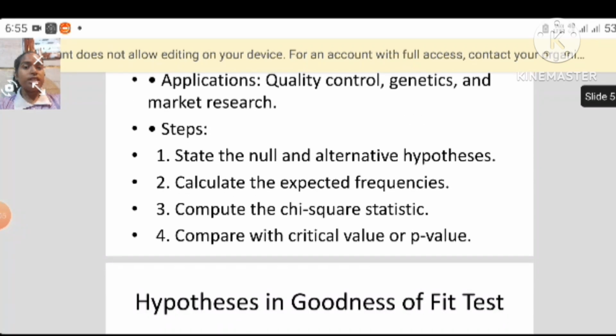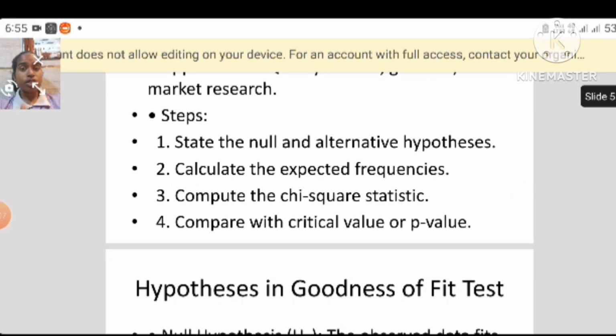Now let us see a few steps which are important to solve the problems. The first step is to state the null and alternative hypothesis. Second, we calculate the expected frequency. Third, compute the chi-square statistic. Fourth, compare with the critical value or the p-value. So the last step is that we compare the critical values and the p-values.